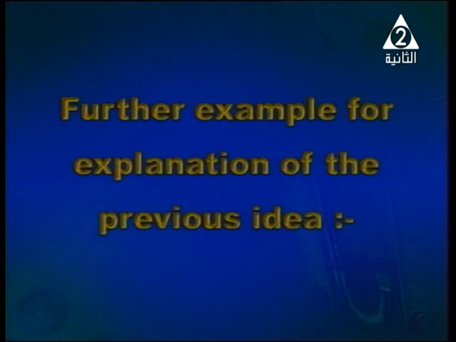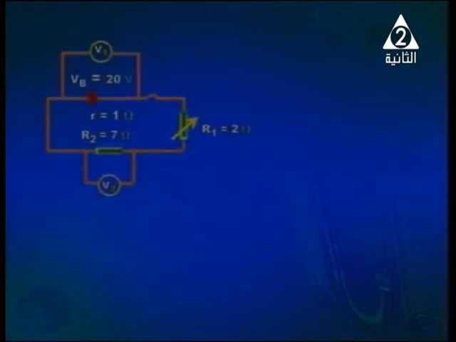Further example for explanation of the previous idea, but this time we'll explain it using figures, numbers. In front of you, we've got a battery of 12 volt. V battery is equal to 12 volt. Internal resistance of the battery is equal to 1 ohm. We've got a variable resistance. The chosen value is 2 ohm. And by the way, we'll change it, and instead of 2, it will be 12.